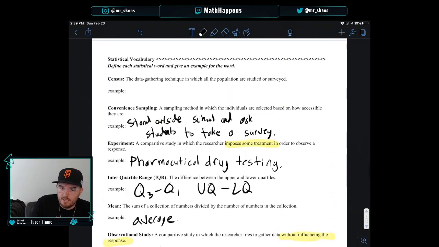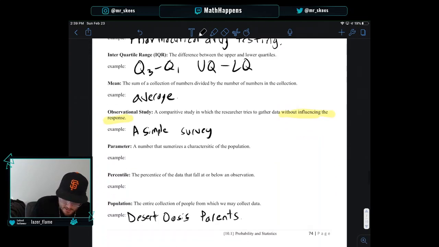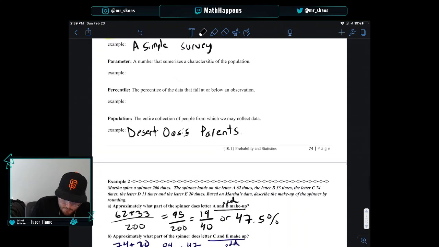A census is the data gathering technique in which all the population is studied. So, for example, the U.S. Census. We don't really talk about that too much today. Parameter and percentile, I'm going to leave blank still.